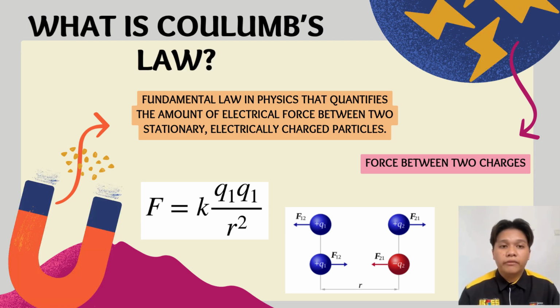Coulomb's law is a fundamental law in physics that quantifies the amount of electrical force between two stationary, electrically charged particles. For example, when there are two charges, positive and positive, they will repel each other. But if the charges are different, negative and positive, they will attract each other.